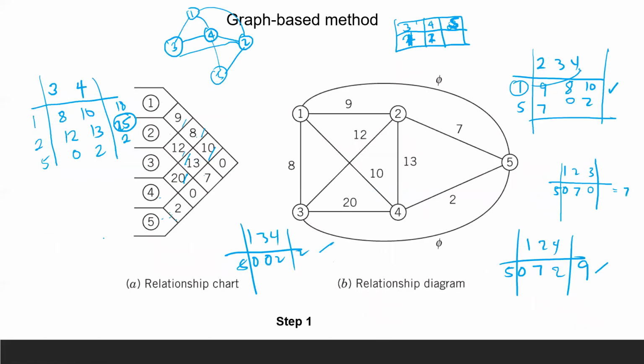So, tingnan natin. Dito si 5. Sorry. 2, 3, and 4. 5 to 2, that is 7. 5 to 3, that is 0. 5 to 4, that is 2. So, 9 din siya. So, magka-typo ito at saka ito. So, if that is the case, you can pick either of the two kung saan natin gustong ilagay.